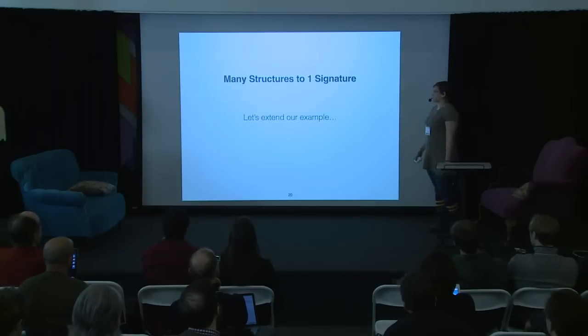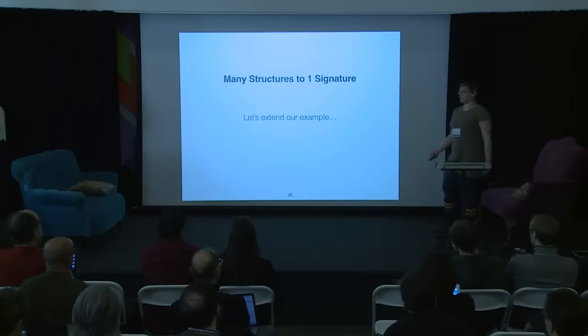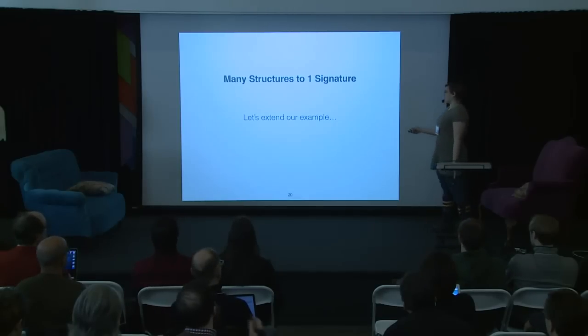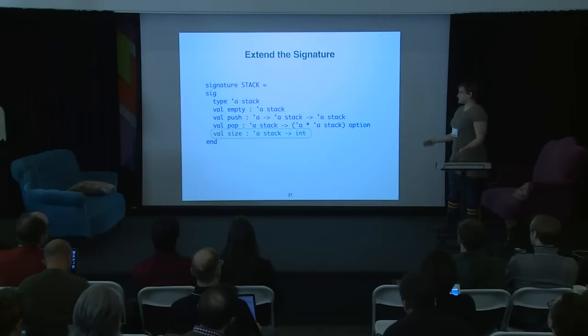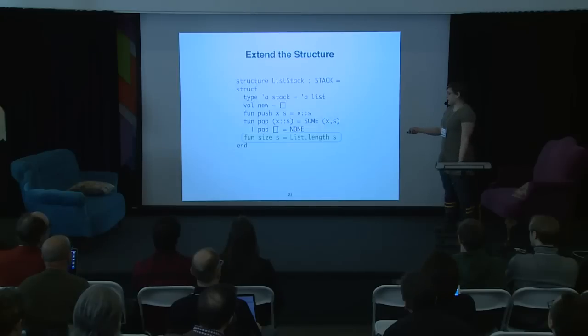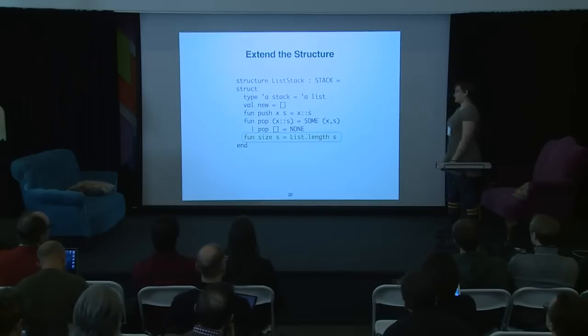You can also have many structures to one signature, and this is crucial to this idea of having an abstraction where you can have multiple implementations. So let's extend our example to see where that might be useful. Say we want to be able to refer to the size of any stack. We can look at our list stack and say, okay, the obvious thing is just to use list.length here. But suppose our code is going to refer to the size of the stack a lot, and you don't always want to do this linear query for what you could do in constant time.